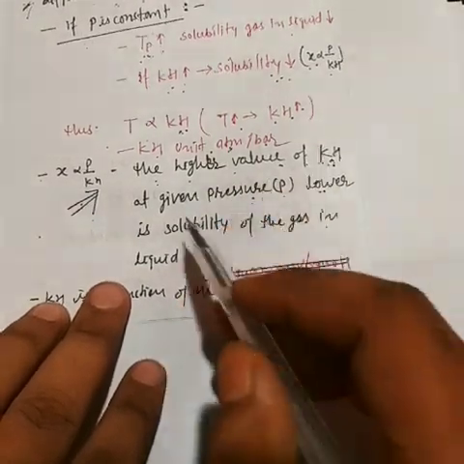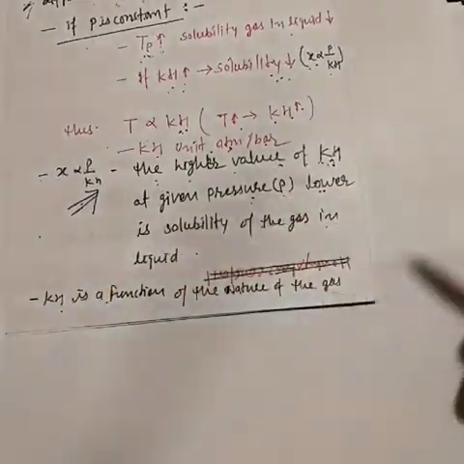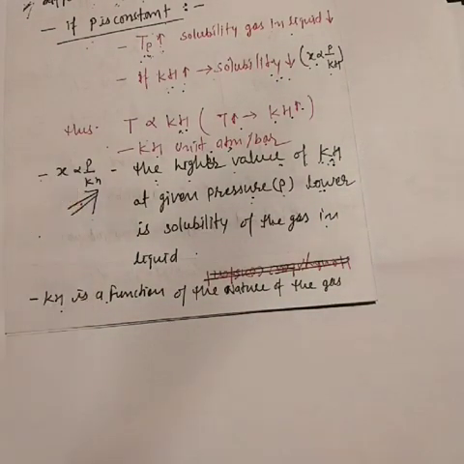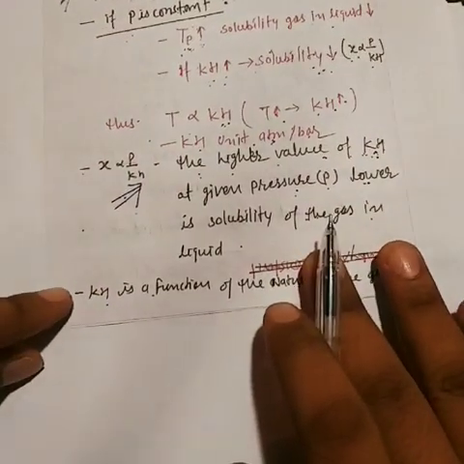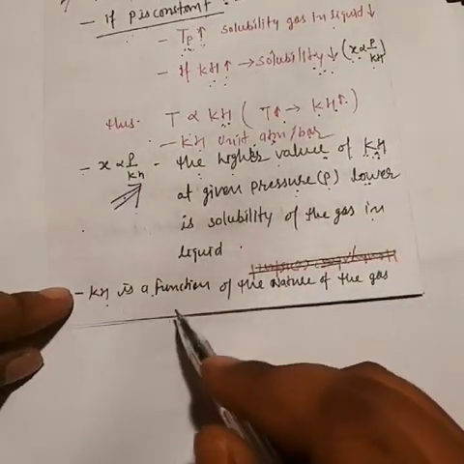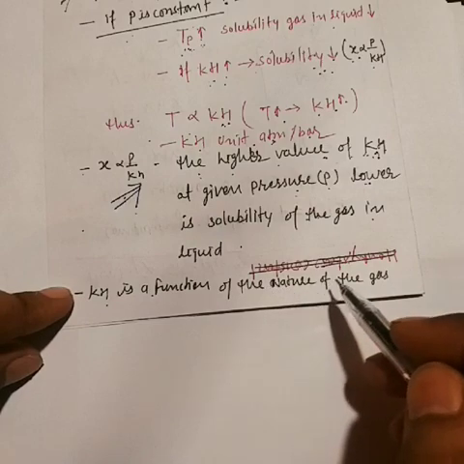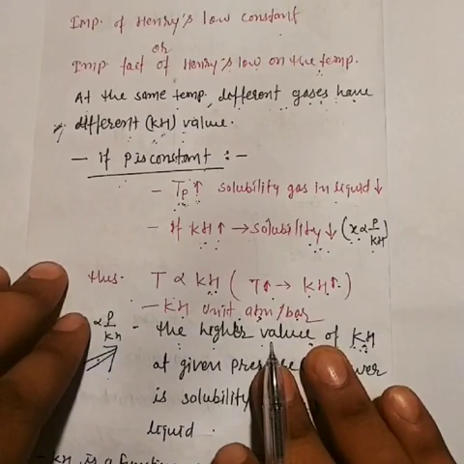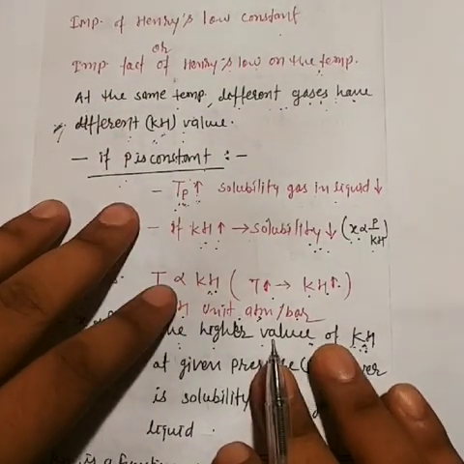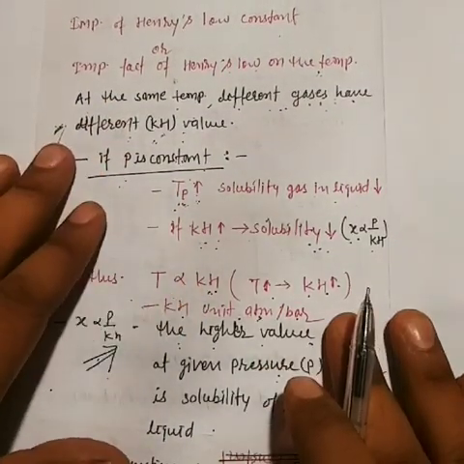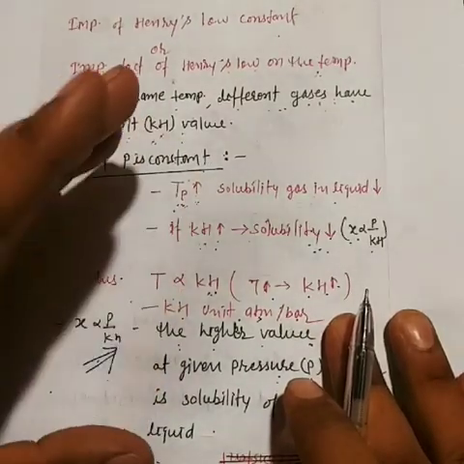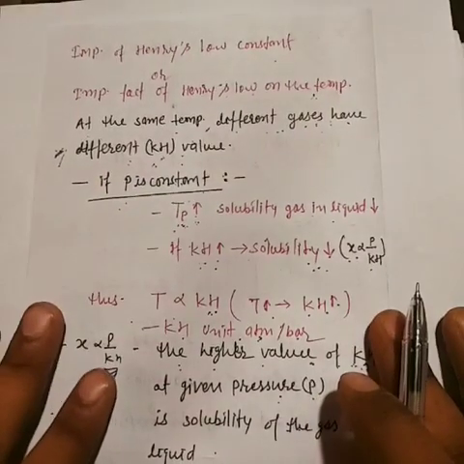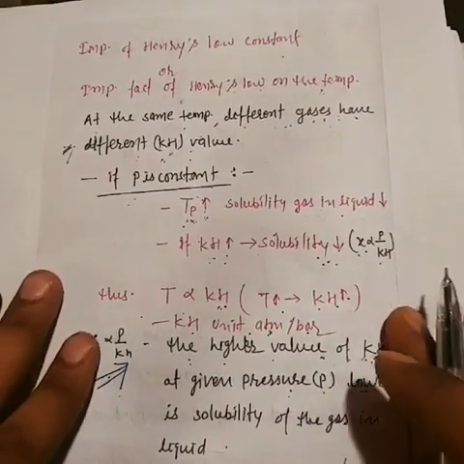This is very important. Once again I repeat, the higher the value of KH at a given pressure, the lower is the solubility of gas in liquid. And one more thing is, Henry constant is a function of the nature of gas. So we have discussed everything already, and one more thing remains, that is the applications part, and certain limits or parameters also. So I think you understood these substances.